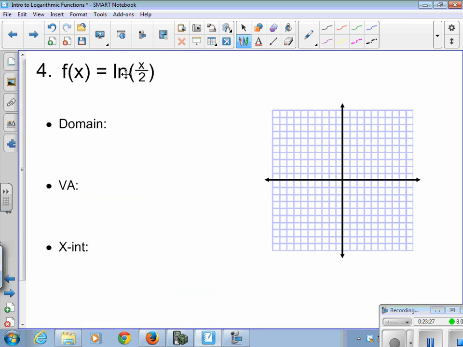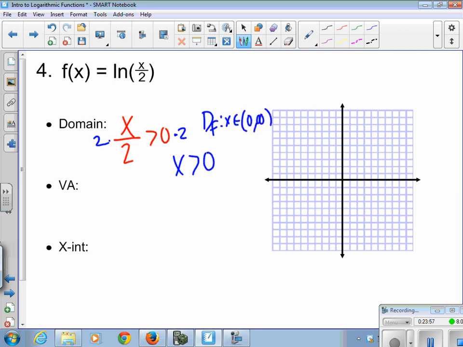Last one, let's do an ln. So number 4, the domain, I'm going to do the exact same way. I'm going to take x over 2 and set it greater than 0. ln, you're going to do the exact same way as we do a regular log. So I'm going to take this 2 and get rid of it. To get rid of it, I need to multiply. So x has to be greater than 0 times 2, which is just 0. So domain is x belongs to 0 to positive infinity.